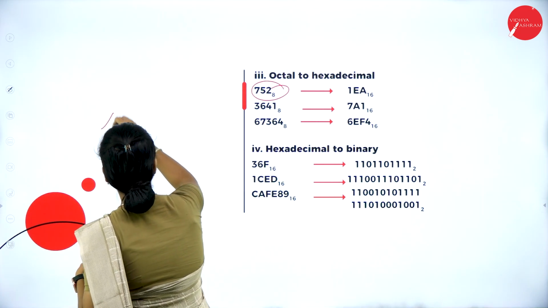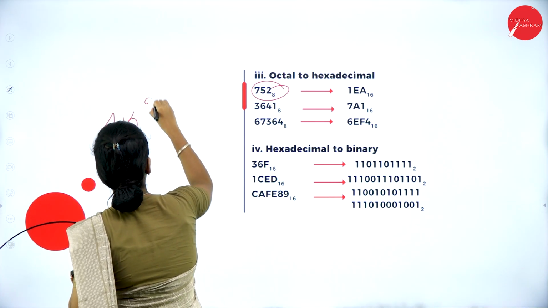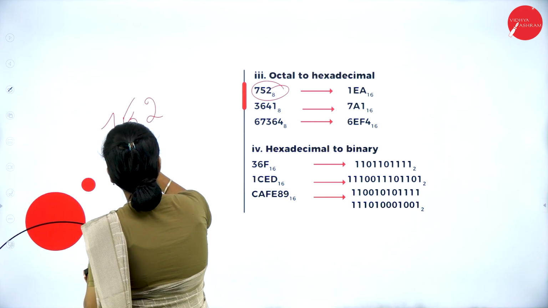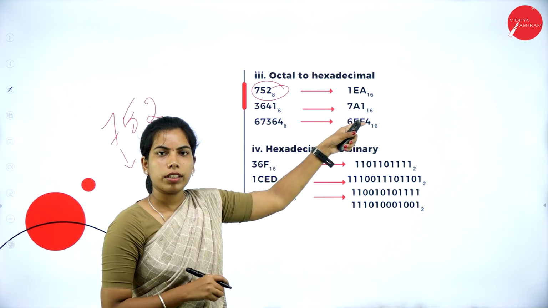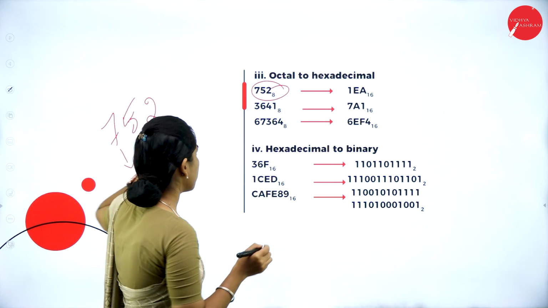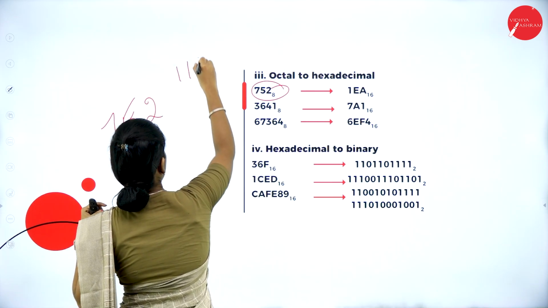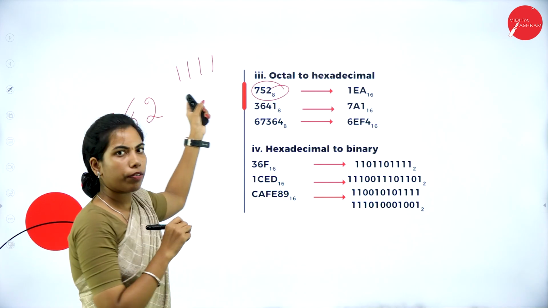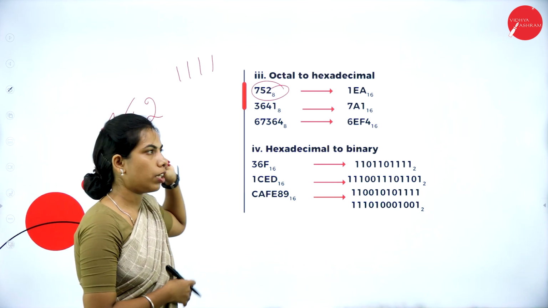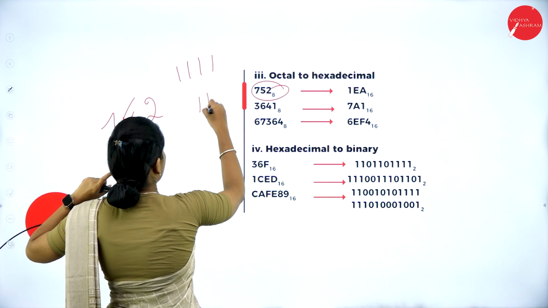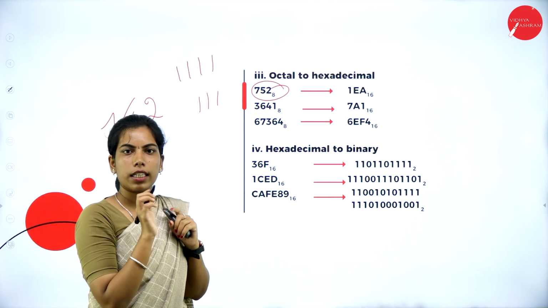So how can we convert? Write down the 752. Each digit from the octal I have to convert into hexadecimal. In hexadecimal I can represent up to 4 ones. Why? Because 15 is the highest digit in hexadecimal. In octal, 111 is the highest possibility, that is 7.